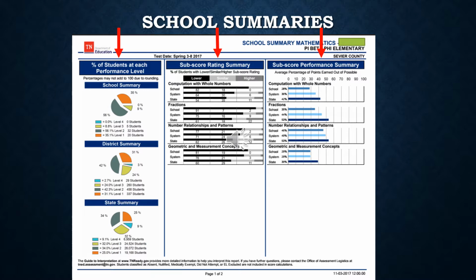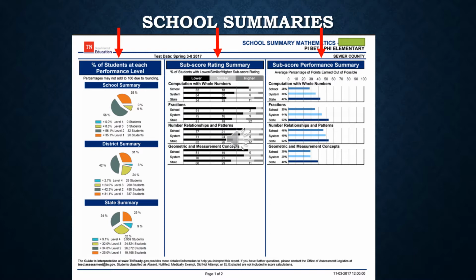Do you remember the individual student report and class reports that had the arrows that showed us if we were higher, similar, or lower than the minimum on-track score? If you remember that, this tells us the percentage of students with each arrow. For instance, under computation with whole numbers, 82% of the school students scored lower than the minimum on-track score. 18% scored similar to the minimum on-track score, and 0% scored higher than the minimum on-track score.